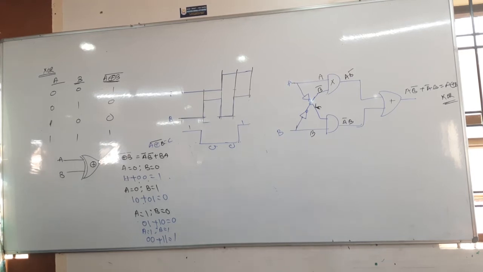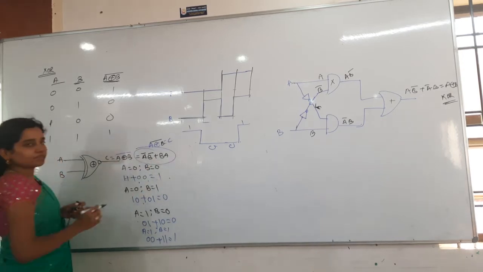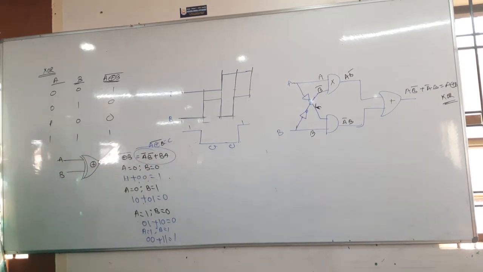You have to draw the XNOR also. Take this expression and then make the combination of gates. Anybody drawn that? Don't blindly follow that one. First of all, think properly.